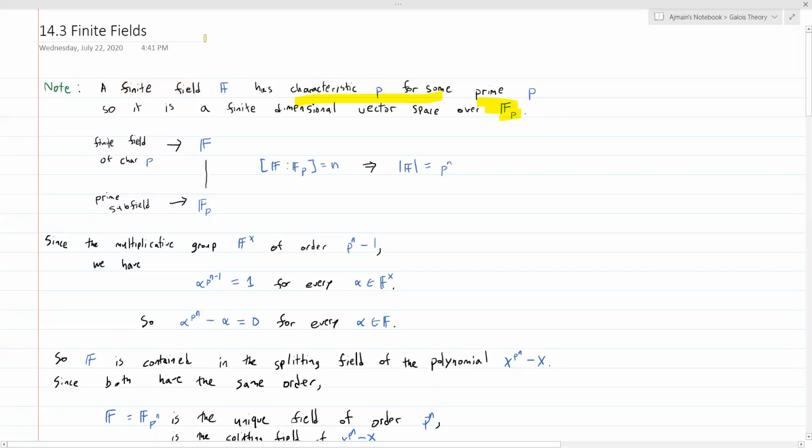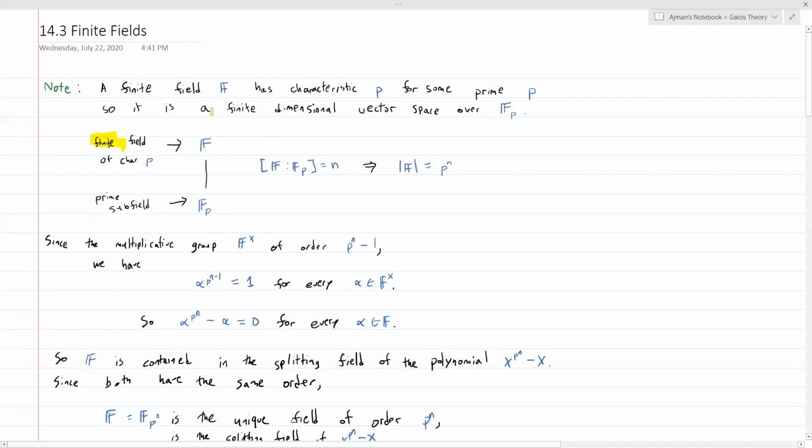It doesn't have characteristic 0, because if it did have characteristic 0, it would not be a finite field. It would be an infinite field. So it's a finite field, and it has to have characteristic p for some prime p. And therefore, its prime subfield is Fp, the field of p elements. What's generated by 1? It's just the first p numbers, and then you get back to 0, right?